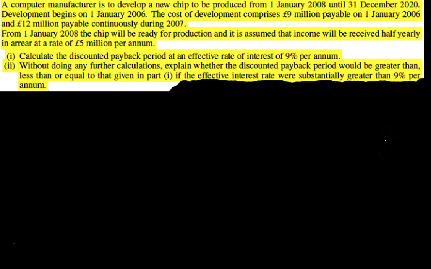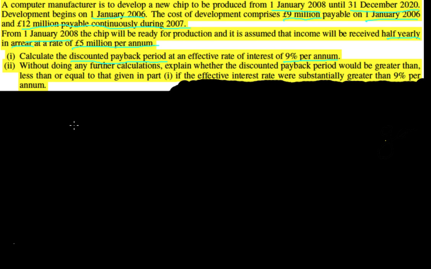So a computer manufacturer is to develop a new chip to be produced from the 1st of January 2008 until the 31st of December 2020. Development begins on the 1st of January 2006. The cost of development comprises 9 million payable on the 1st of Jan 2006, and 12 million payable continuously during 2007. From the 1st of January 2008, the chip will be ready for production, and it is assumed that income will be received half yearly, in arrear, at the end of each period, 5 million per annum. So calculate the discounted payback period at an effective rate of interest of 9% per annum.